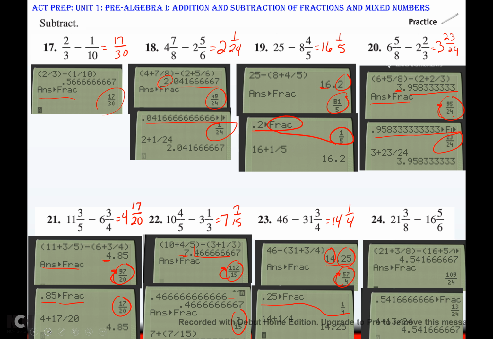Okay, 24, 21 3/8 minus 16 5/6, 4.5416 repeating. Math enter is improper. This tells me that 24 goes into 109 4 whole times, and 0.5416 repeating left over. Math enter it is 13/24. So my answer would be 4 13/24.